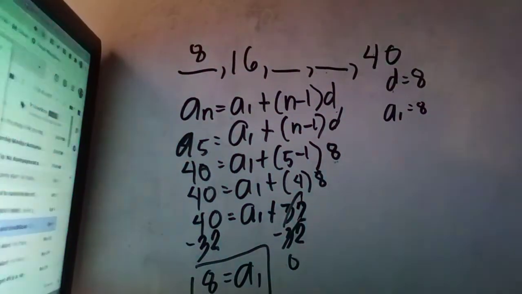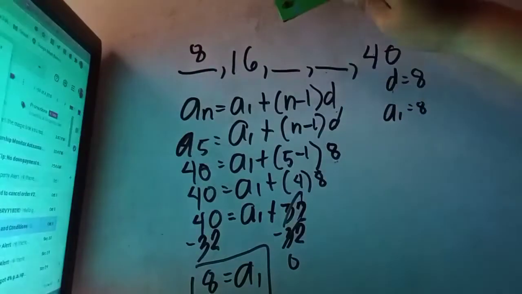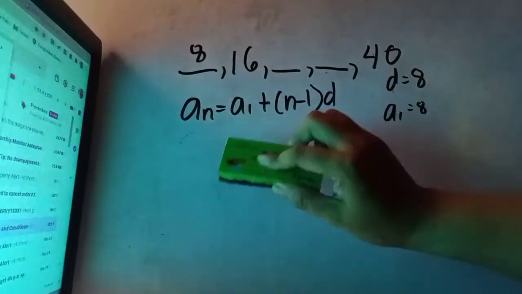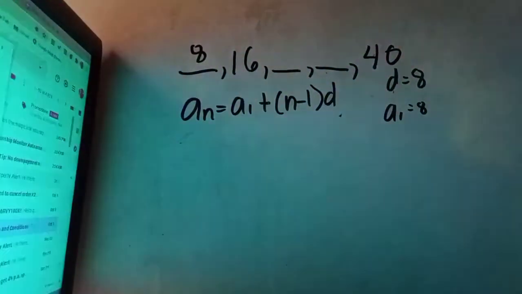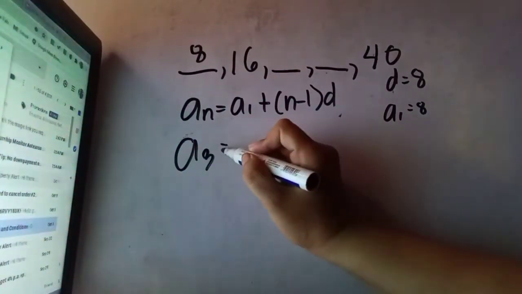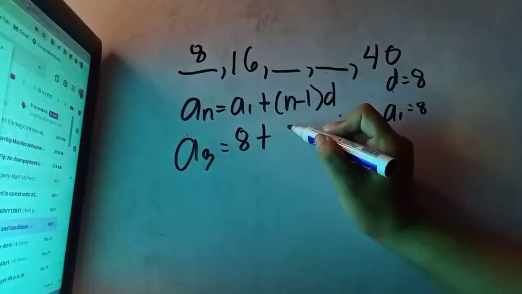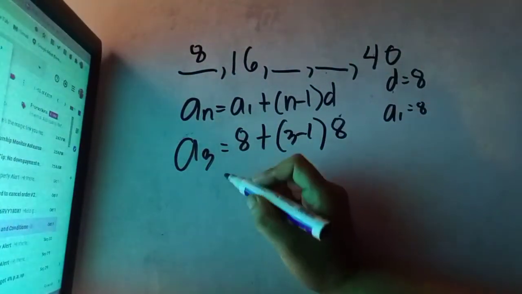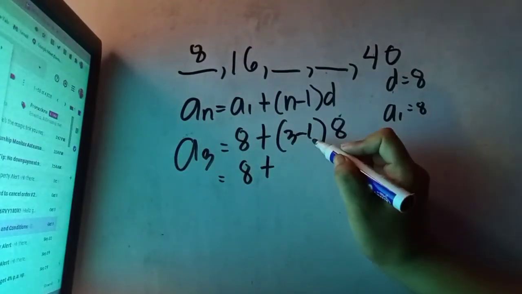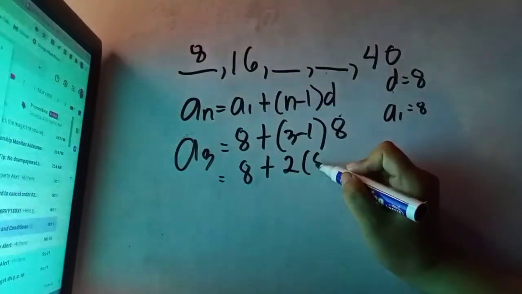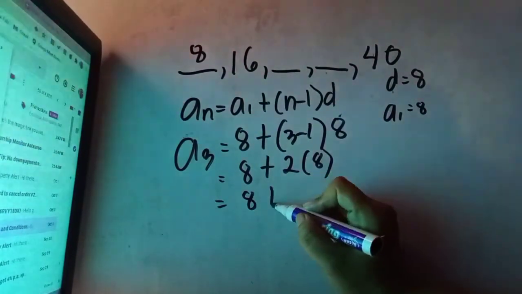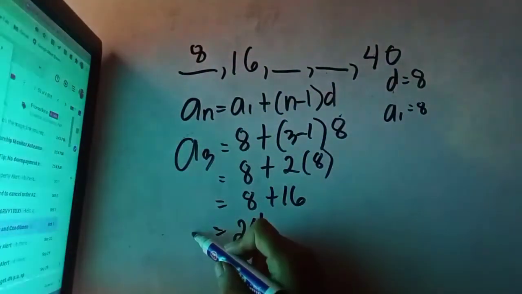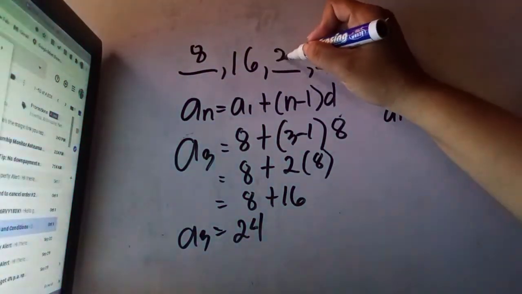Okay, dahil may A sub 1 na tayo, madali na nating mahanap yung A sub 3 and A sub 4, or ang ating third term and fourth term kasi given na yung ating A sub 1 at saka yung D. So, ang ating A sub 3, so first term natin ay 8 plus N ay 3 minus 1, ang ating D ay 8. So, 8 plus 3 minus 1 ay 2 multiplied by 8. So, 8 plus 16, that is 24. So, ang ating A sub 3 ay 24.